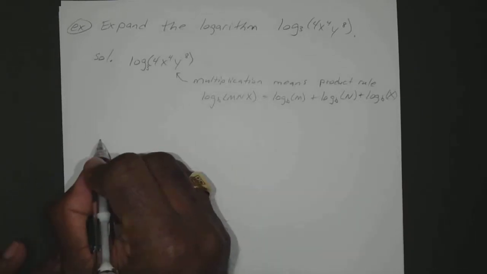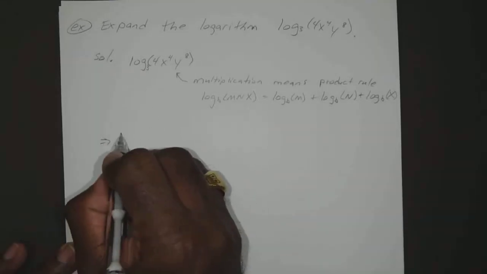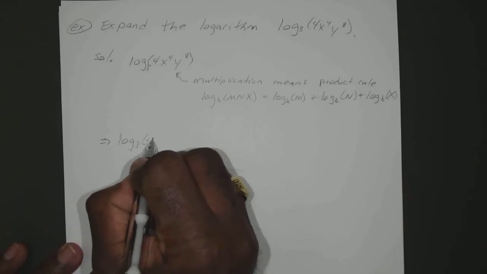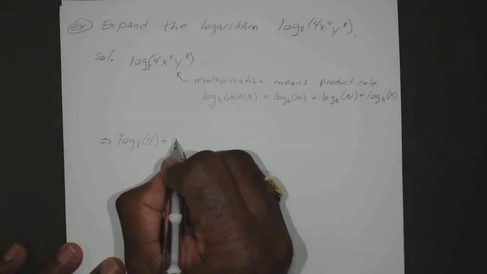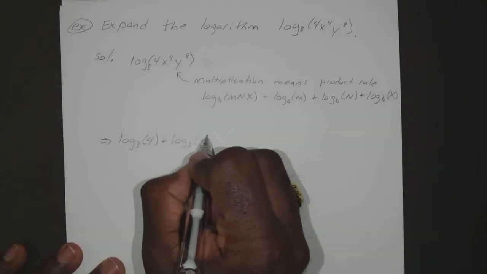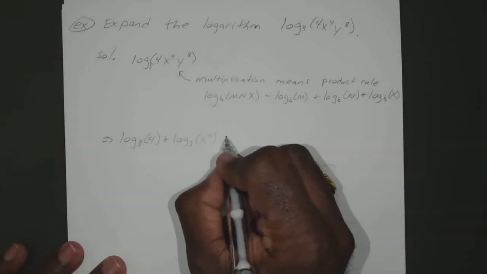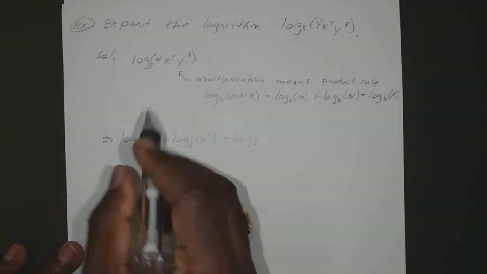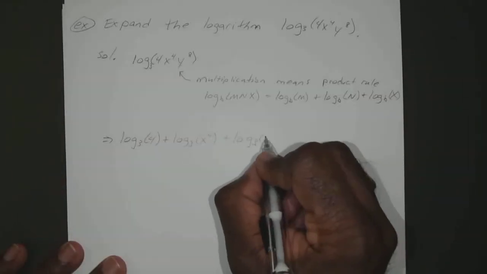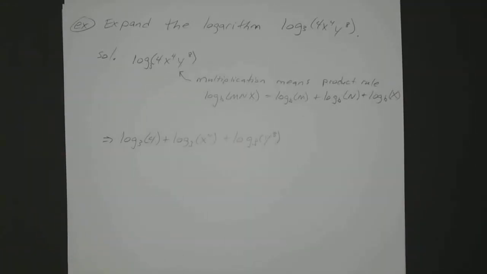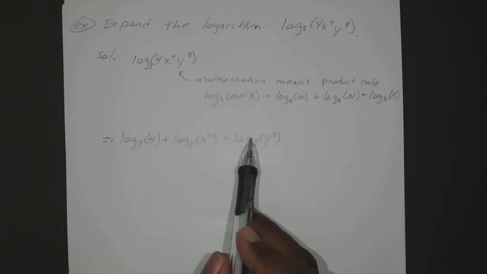Okay. So this just becomes log base 3 of 4 plus log base 3 of x to the 4th plus log base 3 of y to the 8th. Okay. So we took that one log term and expanded it to however many we could. Right. But we're still not done. We have one more property we can use, and that's to get rid of these exponents.